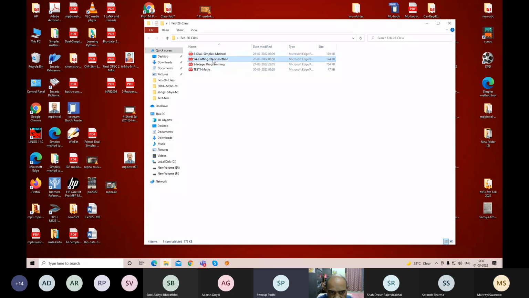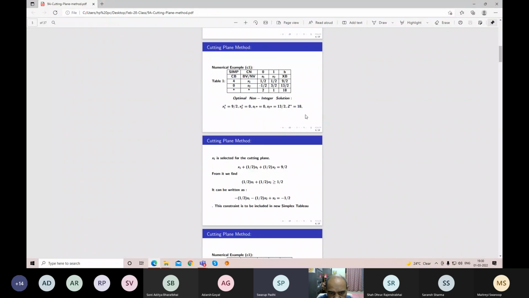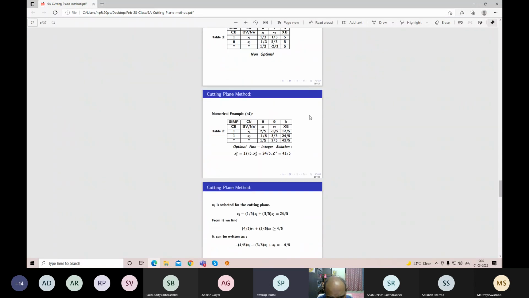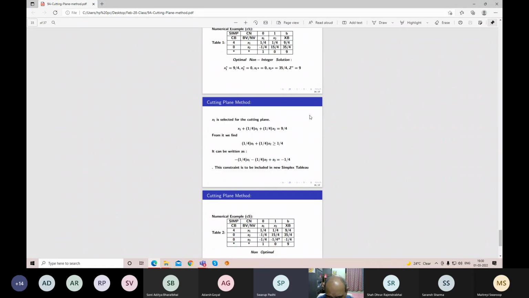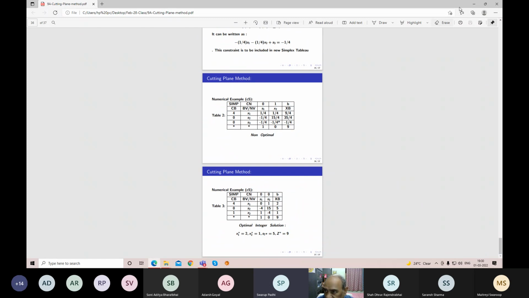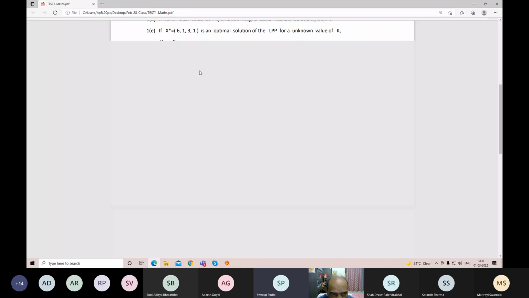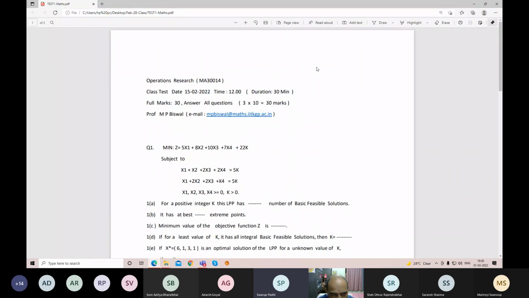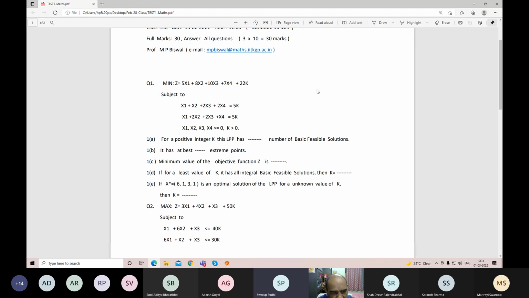Some problems I have solved, and some questions are there. If you find any mistake, correct it and tell me. Five problems are there, and this test paper. I have not given the answer. I will give you the answer later, so you try to find the answer. If I give the answer, you will manipulate. You should find your answer yourself.